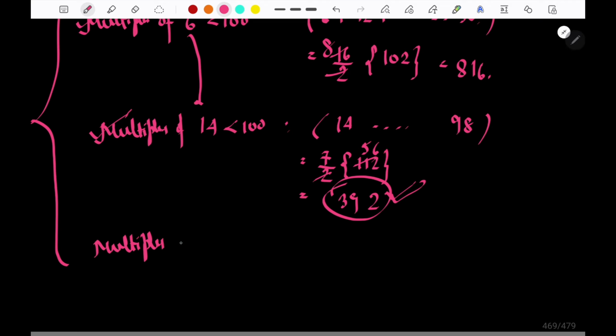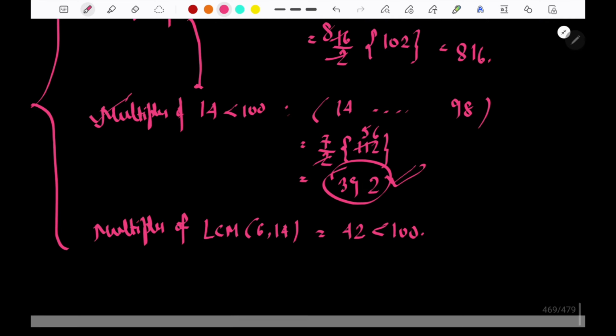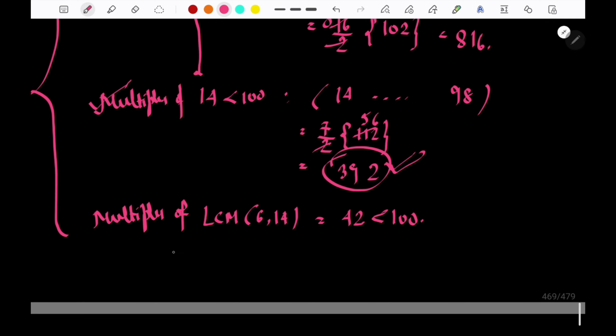So multiples of the LCM of 6 and 14. So what is the LCM of 6 and 14? It will be 42. So this will be 42, and that is less than 100, true? Therefore, in this case, what are the values? The sum will be 42 and the multiple of 42, that is 84. So total will be 126.